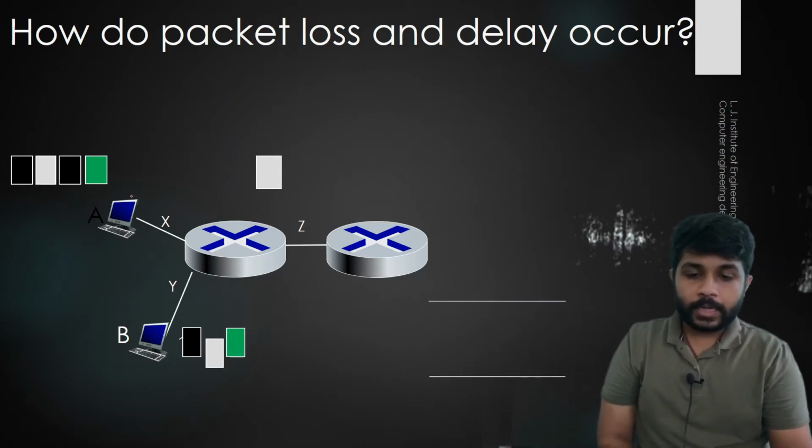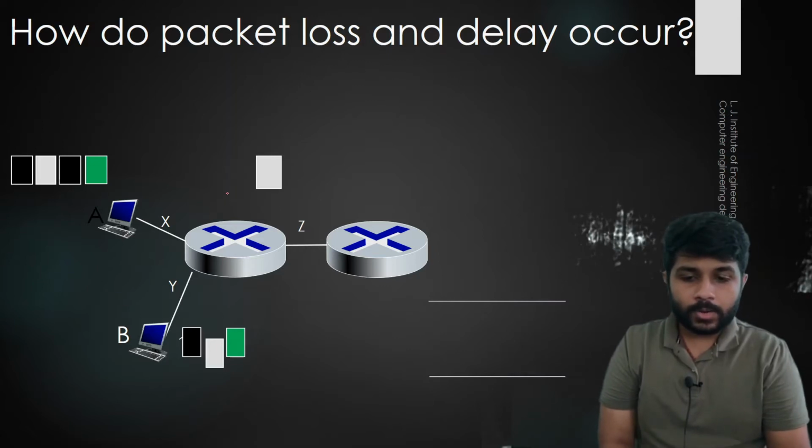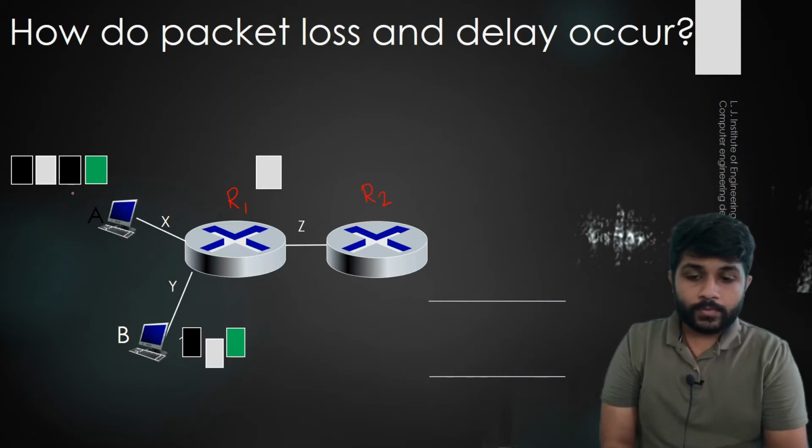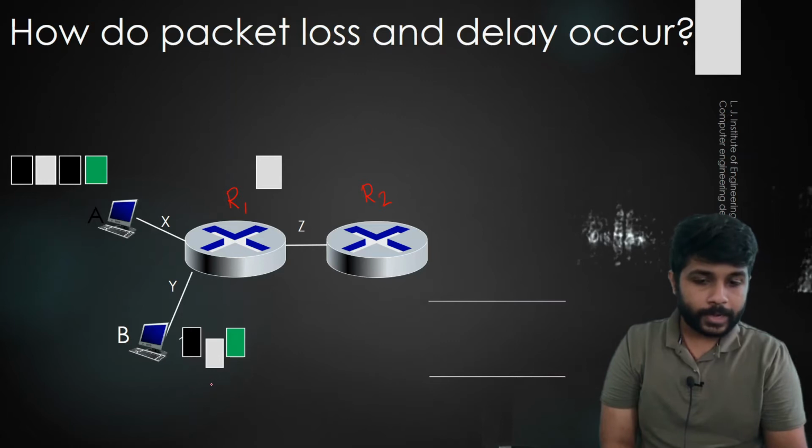You can see that there are two devices, device A and B, connected to a router. Let's name this router R1, and the next router, to which R1 is connected, is R2. Now A wants to send 4 packets, and B wants to send 3 packets.